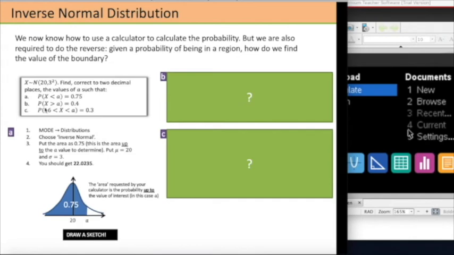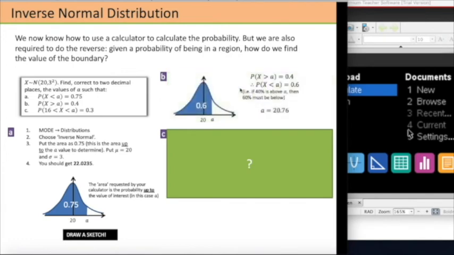Here is given the probability of x greater than a is equal to 0.4. So the area under the curve, or the probability, is given as 0.4. Notice this notation, x is greater than a. So let's just make the sketch. If this is the boundary a, x greater than a is 0.4. Therefore, this shaded area has to be 0.6.